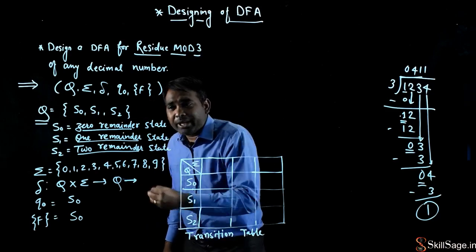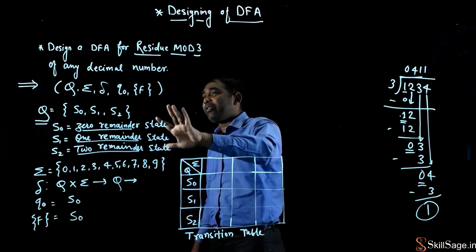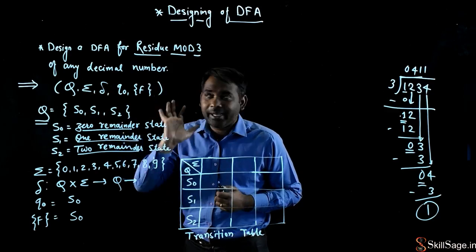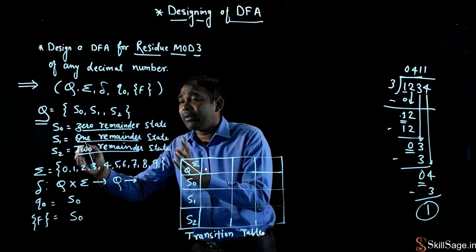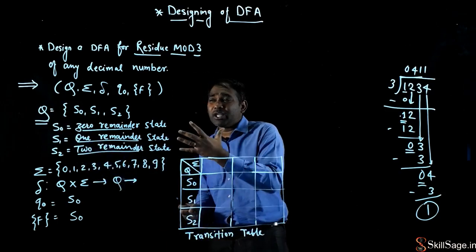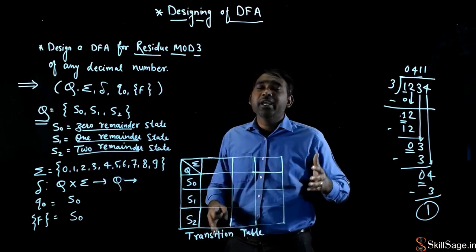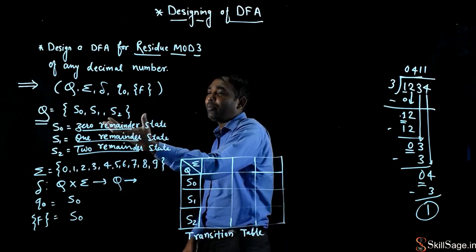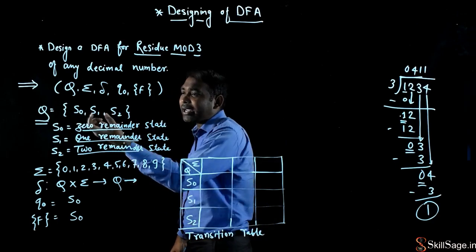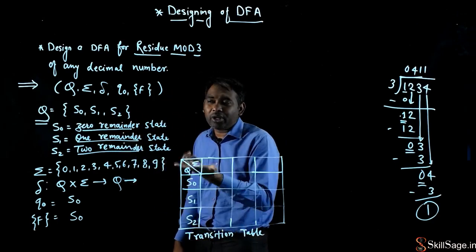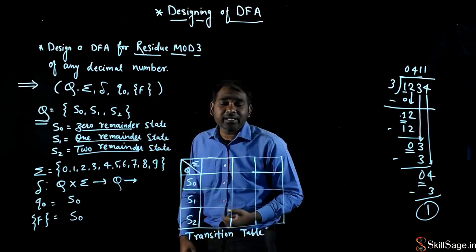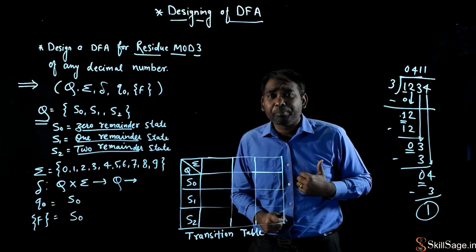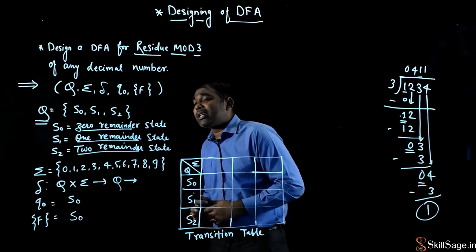So for this particular problem, if I want to design a DFA, what is my first task? My first task is to find out these 5 tuples. First, I have got this Q. What is Q? Q is the finite set of states. Here, if I am designing a DFA for this problem, I am going to have these 3 remainder states, S0, S1 and S2, where S0 indicates the 0 remainder state, S1 indicates the 1 remainder state, and S2 indicates the 2 remainder state. And what kind of input is it accepting? We'll come to know that.